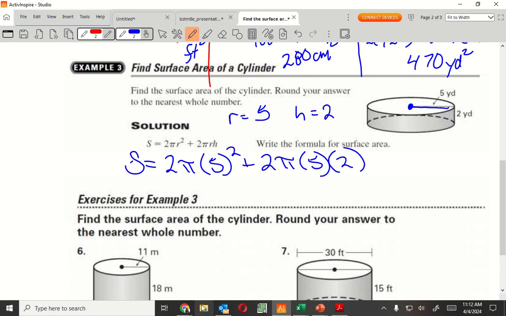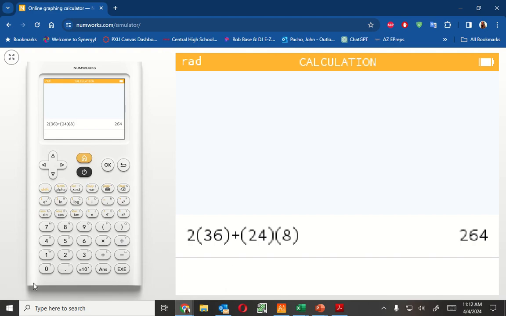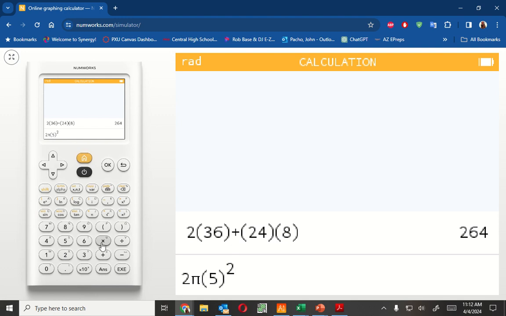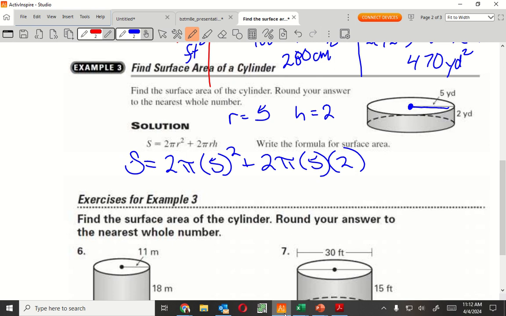All right, let's see what my calculator says. So it is 2 pi, my r value is 5, squared, plus 2 pi 5 times 2. Did I write it down correctly? Yeah. There we go.